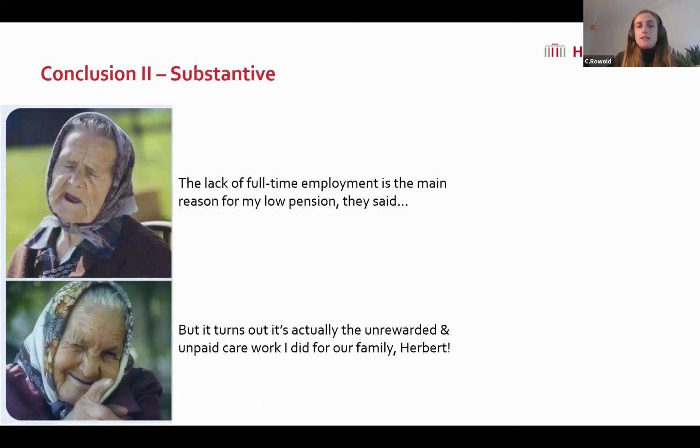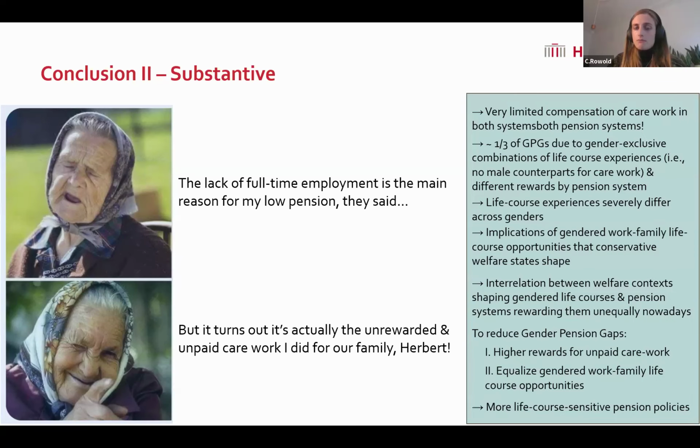The main finding is that it's not the lack of full-time employment that is the main reason for women's lower pensions, but it's actually the huge bulk of unpaid care work that is almost exclusively done by women and not at all or very low rewarded in the pension system. So the study really highlights the limited compensation of care work in both pension systems, also that life course experiences severely differ across gender and that we should consider this. And therefore also highlighting a bit the implications of gendered work-family life course opportunities that conservative welfare states shape.